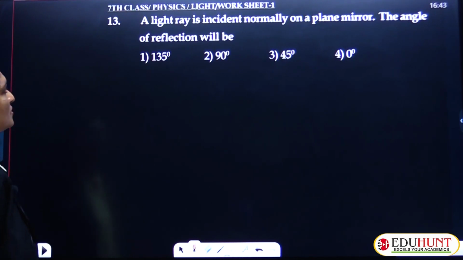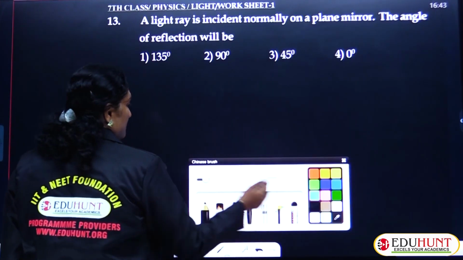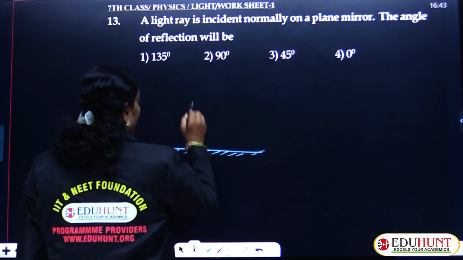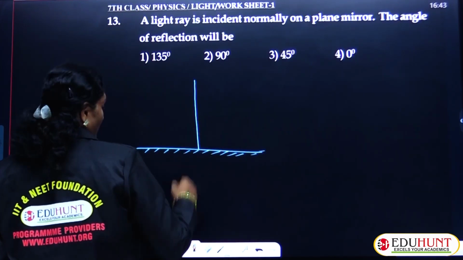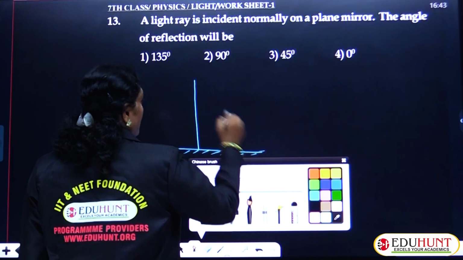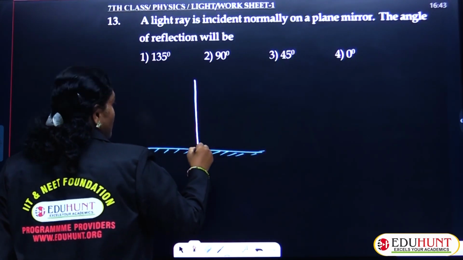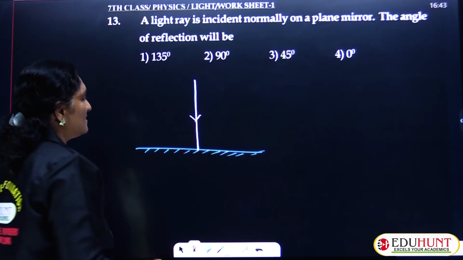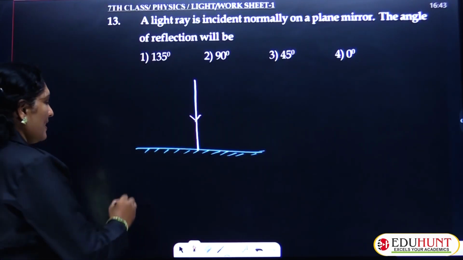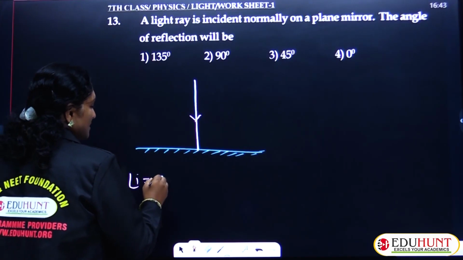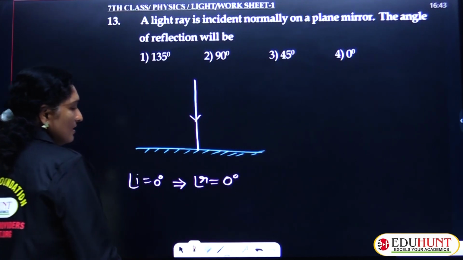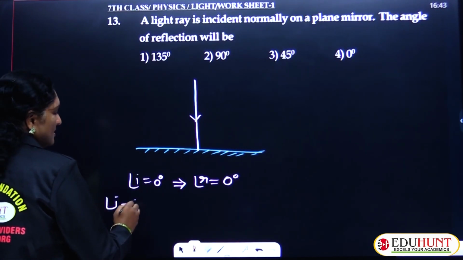So now to the next question. A light ray is incident normally on a plane mirror. So we have to consider a plane mirror. On this plane mirror, a light ray is drawn normally. The light ray is directly incident, normally on the plane mirror. Whenever it is incident normally onto the plane mirror, the angle of incidence must be 0 degrees. This implies the angle of reflection is also equal to 0 degrees because I is equal to R.